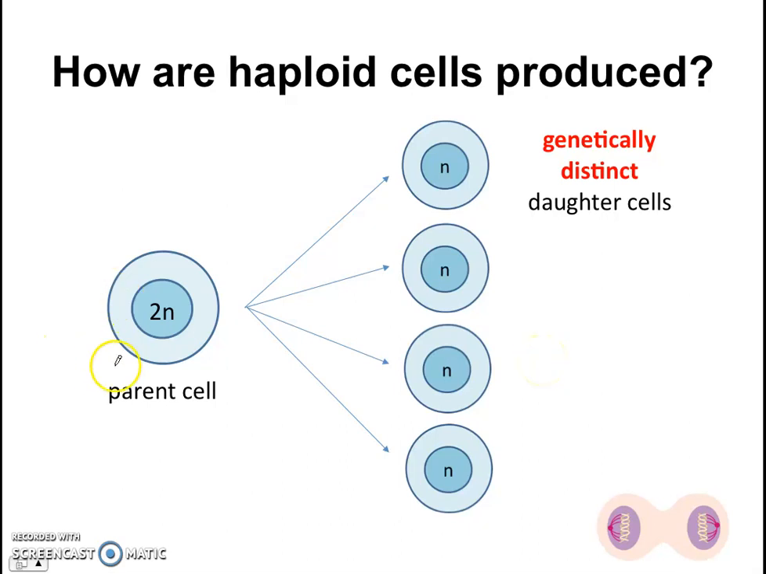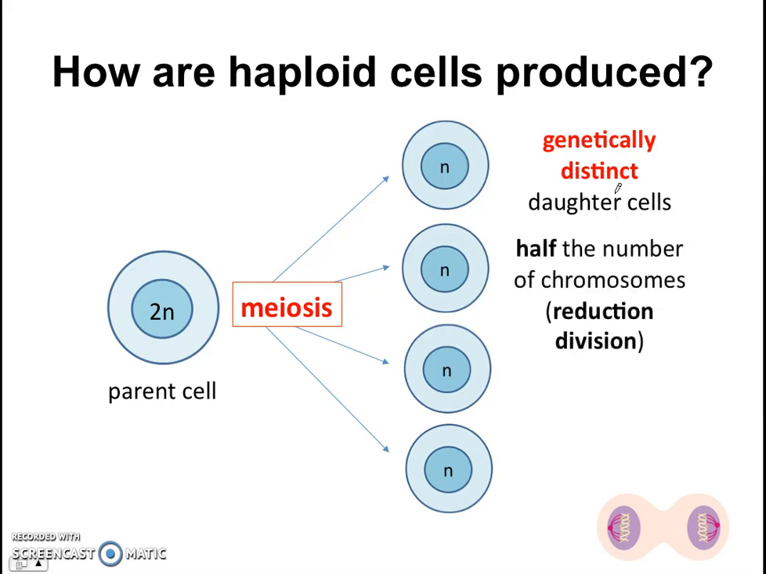Right, we have one parent cell dividing to eventually form 4 genetically distinct, that means different, daughter cells. And the process by which haploid cells are produced is called meiosis. And what meiosis does is that it halves the number of chromosomes. Right, so from a diploid parent cell, we become haploid daughter cells. The number of chromosomes is halved, and that's why we call meiosis a reduction division.